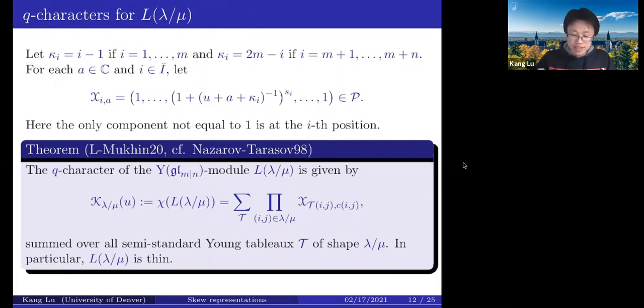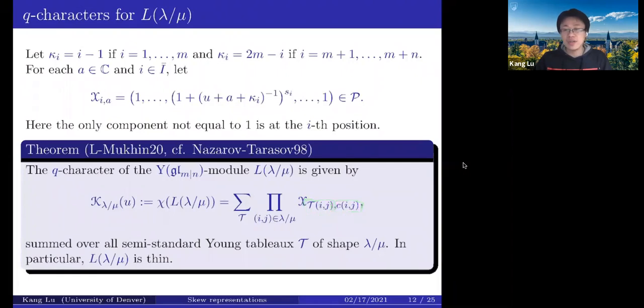Okay, then this is a refinement of the previous statement that it has an eigenbasis, a basis parametrized by the skew Young diagram. That means the q-character can be described explicitly using all kinds of semi-standard Young tableaux of this shape. For each such semi-standard Young tableau, you can construct such a monomial. In this monomial, there are two important things. The first one is the number which is inserted in that box, and the other one is the content of that box.